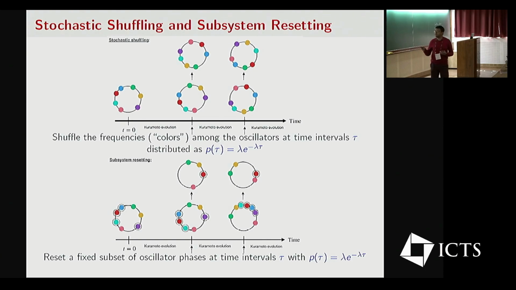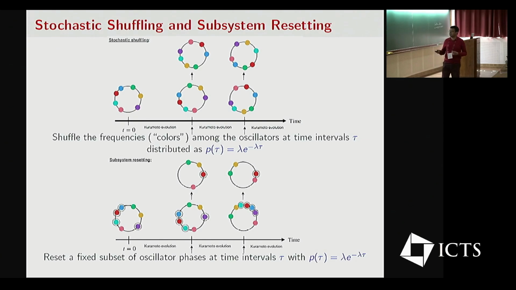So therefore the phases of the oscillators retain their information, the full history of time evolution. I don't do anything, I don't play with the phases. I just change the frequencies among the different oscillators. So that's the protocol of stochastic shuffling.